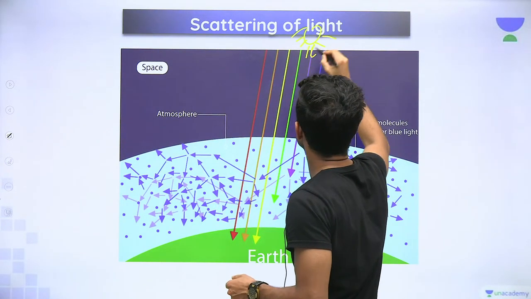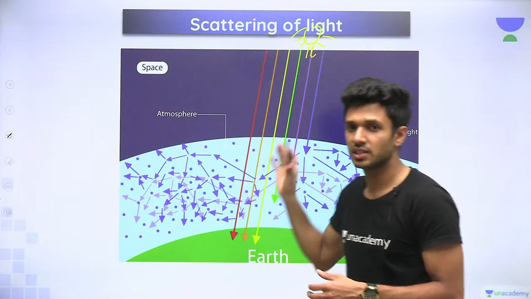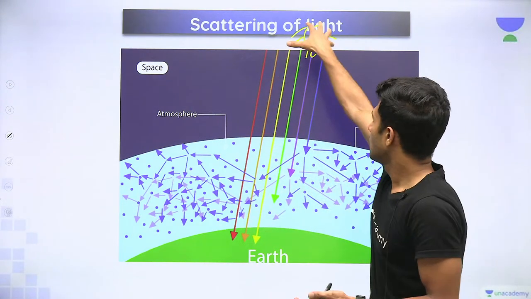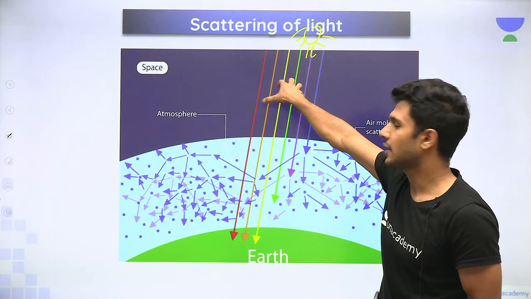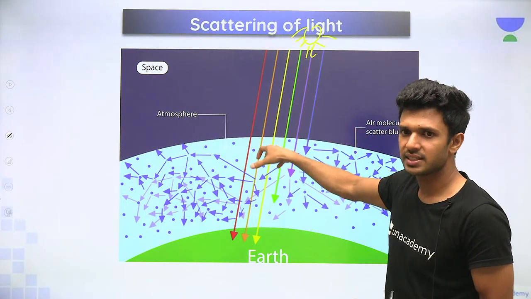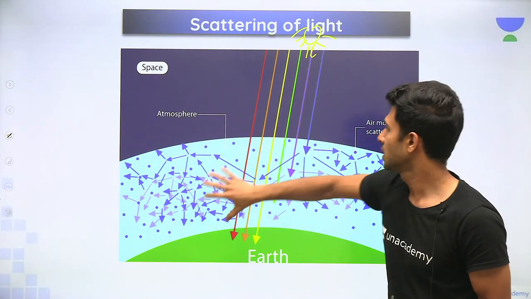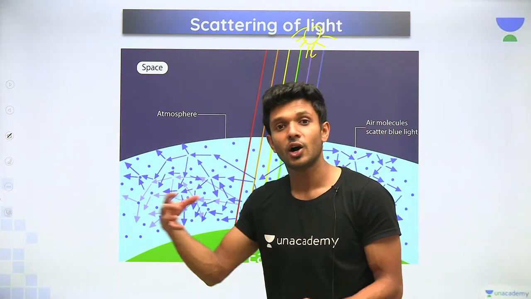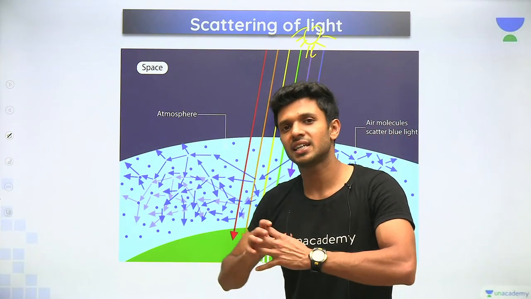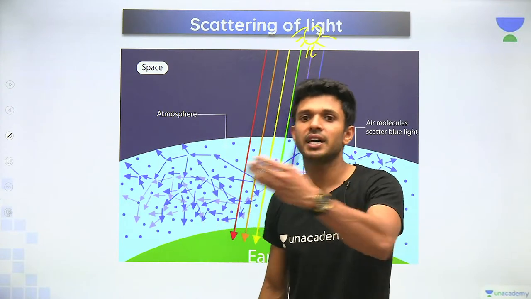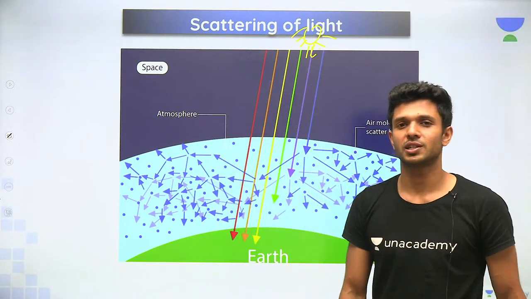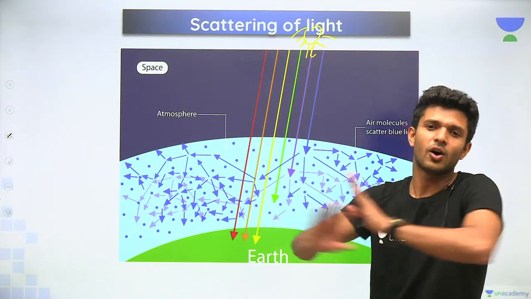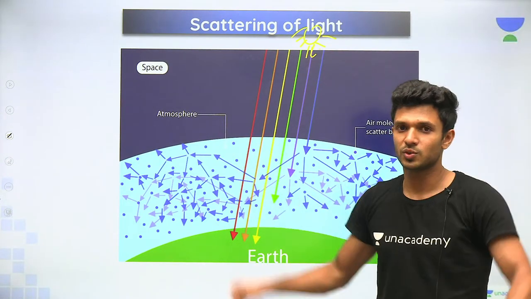From the sun, the white light will be coming, which is the constituent of all the seven different colors, right? It will be coming through the space, which is vacuum, no molecules are there. Once it enters this atmosphere, which will be full of molecules and particles, what happens? Yes, all these seven different colors will start colliding with the existing particles in the atmosphere. And what happens? Yes, the light will be scattered in all the directions once it reaches the atmosphere.